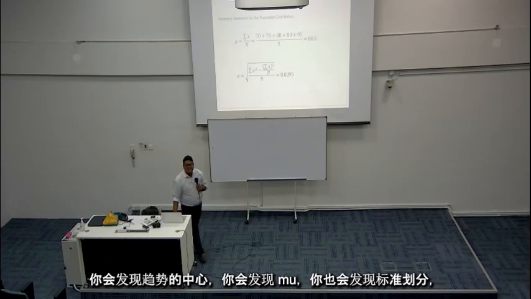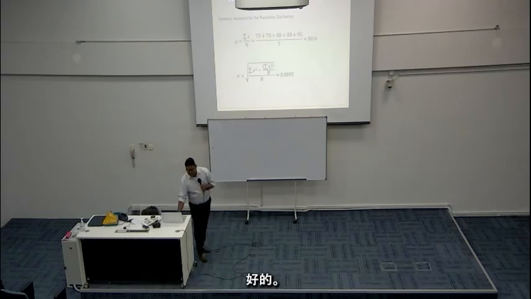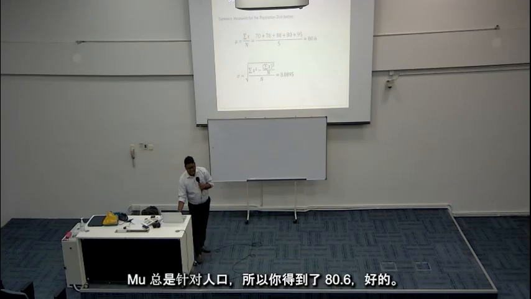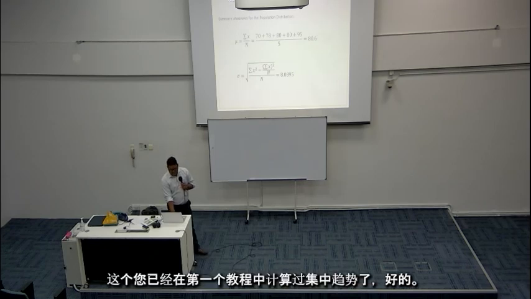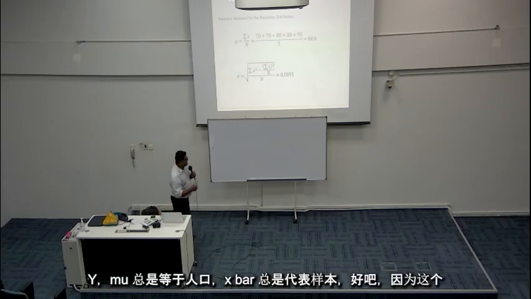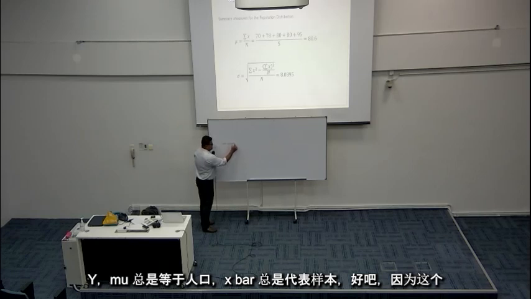Developing a sampling distribution involves summary measures, like finding the central tendency, the mu, and also the standard deviation. Mu is always for the population, so you get 80.6. And then sigma, with division by n, you get 8.0895. You already calculated this for the central tendency in the first tutorial. Mu is always for the population, and x bar is always for the sample.